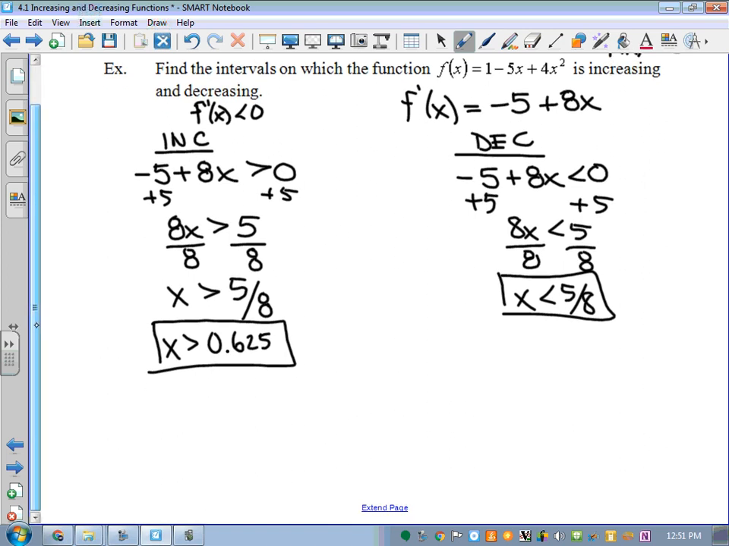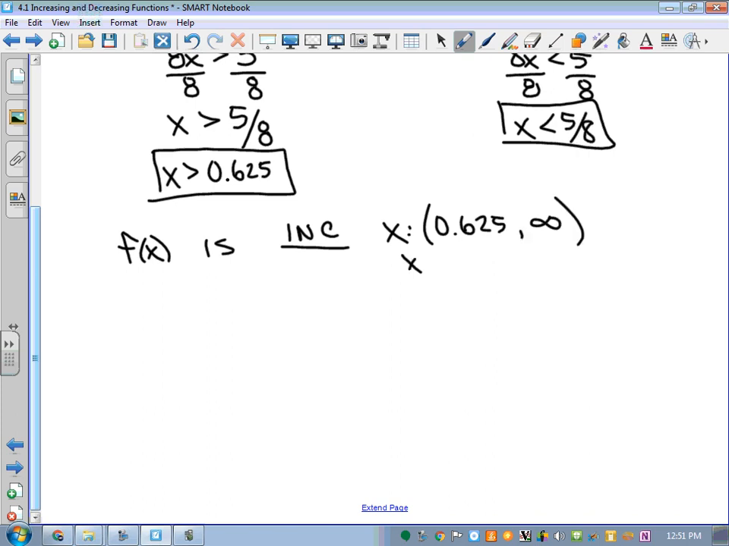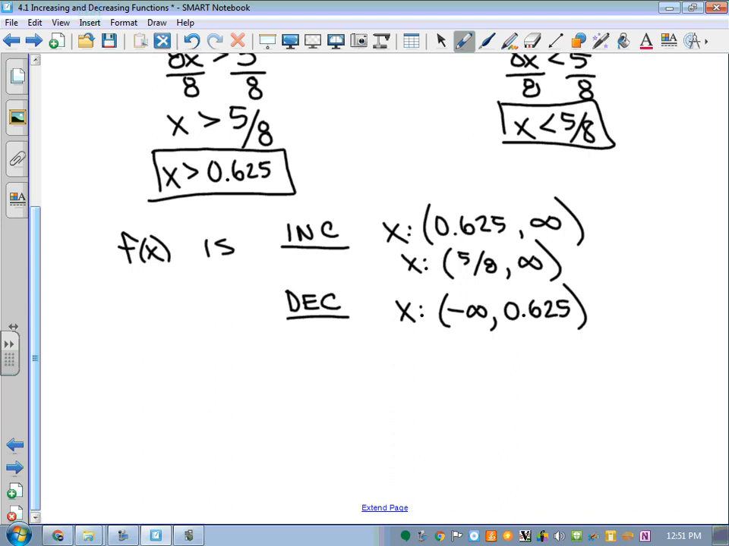So what I'm going to summarize is I'm going to say that f of x is increasing when x is from 0.625 to infinity, or when x is 5/8 to infinity. Very important that both of those are round brackets, because at 5/8 it's 0, and infinity isn't an actual number, so we can't put equal to there. And it is decreasing when x is from negative infinity to 0.625. And again, just to be consistent, I'll put that fraction in as well.